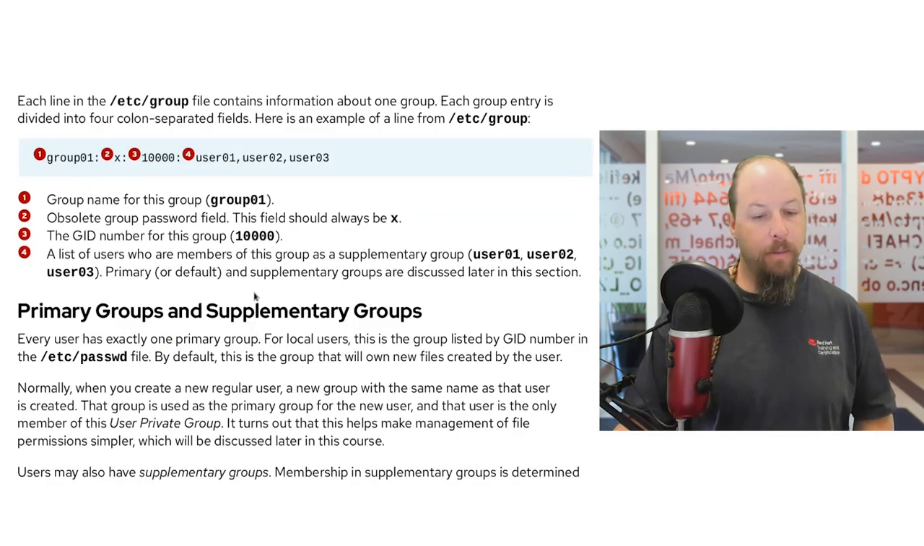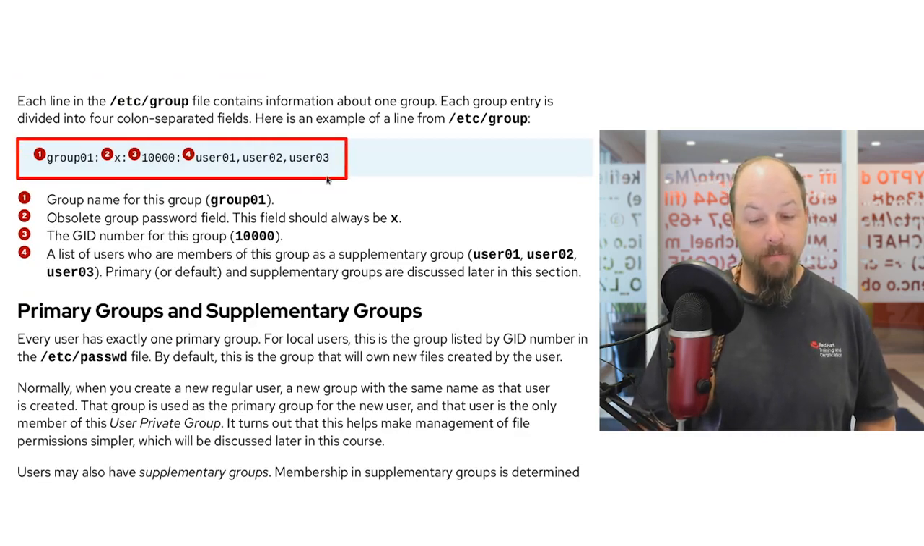Here is some sample output from the /etc/group file. This is an extracted single line from the entries in /etc/group. Let's take a look at what all the values mean for each of these fields. First, we see group01. This is the group name.